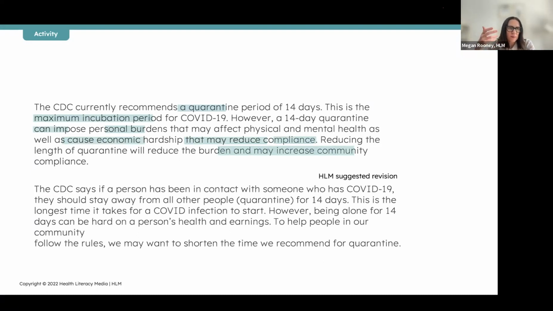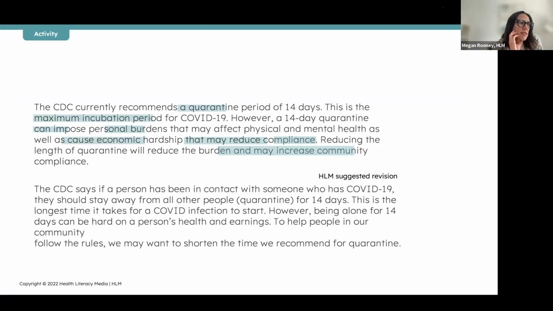So here's a revision. If a person has been in contact with someone who has COVID-19, they should stay away from people (quarantine). So defining quarantine. This is the longest time it takes for an infection to start. So it's explaining why 14 days. But this can be hard on your health and your earnings. So to help people in our community, we want to shorten the time we recommend for quarantine. So explaining what the whole purpose is: we're reducing the time, and here's why.